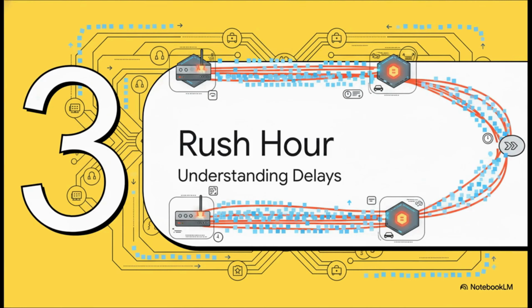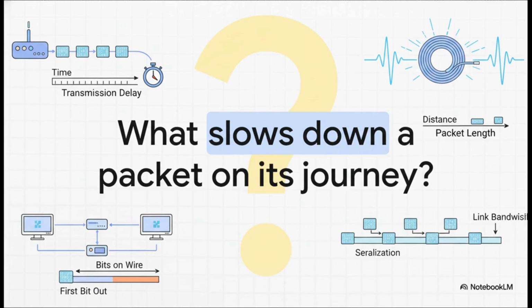Now, our packet's journey isn't instantaneous. Of course not. Just like any trip, it can run into traffic and delays. This is what we're calling rush hour on the data highway. So the big question is, what's causing these slowdowns? Well, there are a few different kinds of delays, but let's start with the most fundamental one, and that's called transmission delay. This is simply the time it takes to push all the bits of the packet onto the wire.